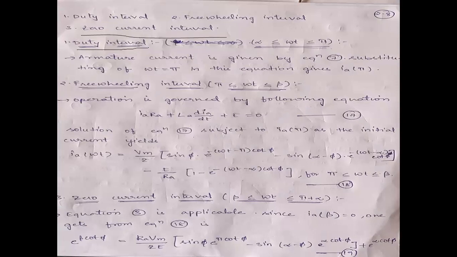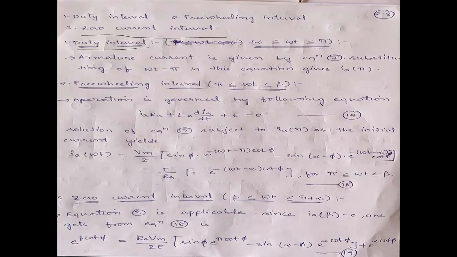The duty interval is from alpha to pi. The alpha to pi period is called the duty interval. If you substitute omega t equal to pi, because the highest value is omega t equal to pi, in the 7th equation, you will get the equation which gives IA of pi.